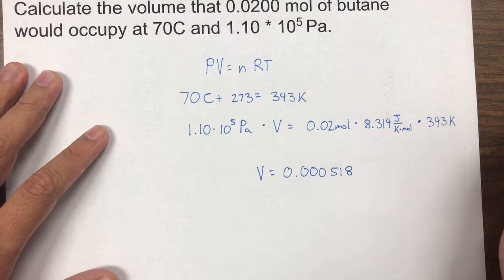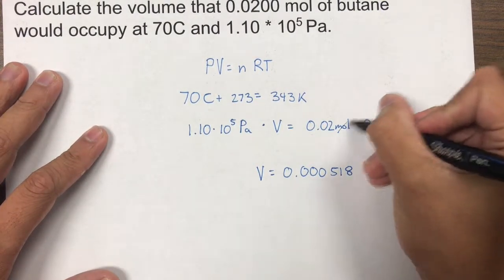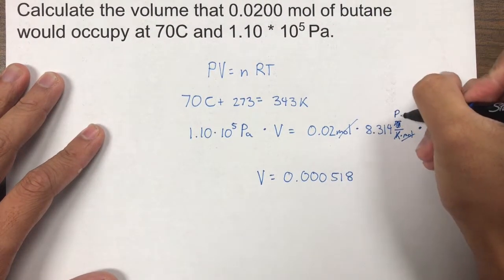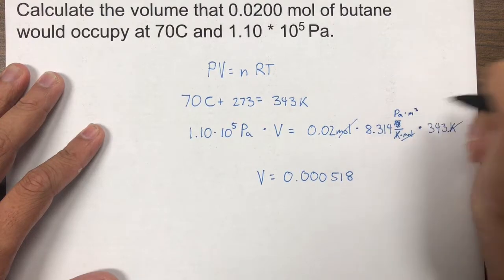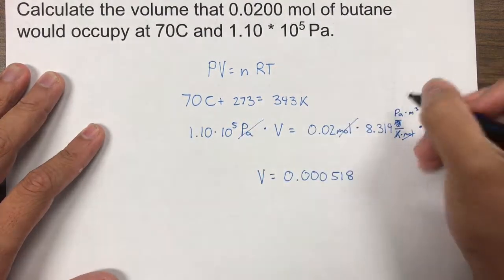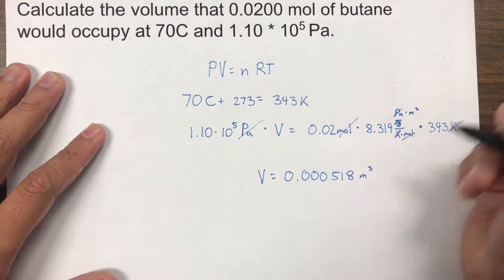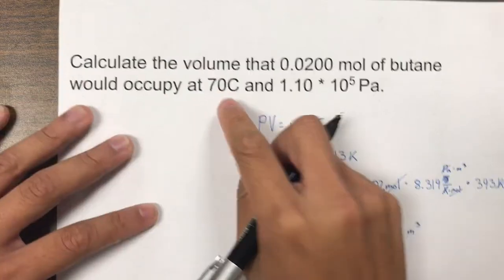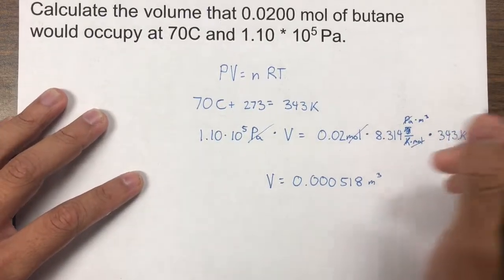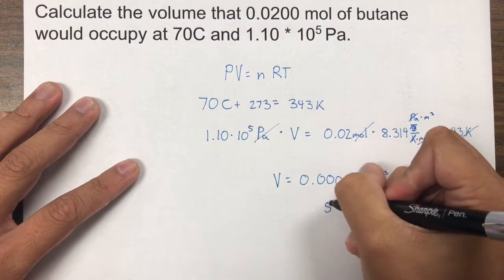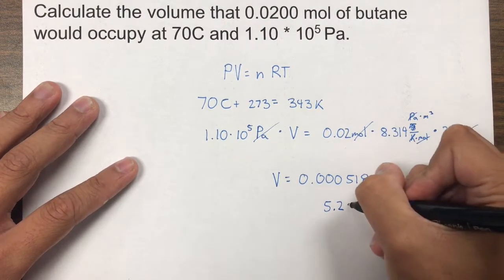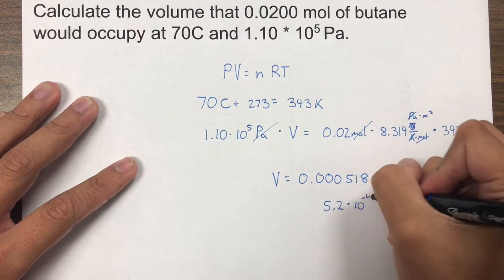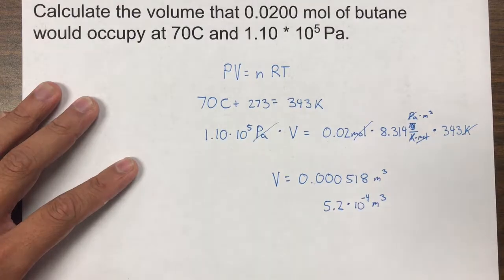Okay? Units, the Kelvin will cancel out, the moles will cancel out. If you remember, joules is equal to pascals times meters cubed. So when you divide on that side, the pascals will cancel out, so the only thing you're left with is meters cubed. I've got 2 sig figs here, or it could be 1, it could be 2. So let's just do 2 sig figs. So this will be 5.2 times 10 to the minus 4 meters cubed.